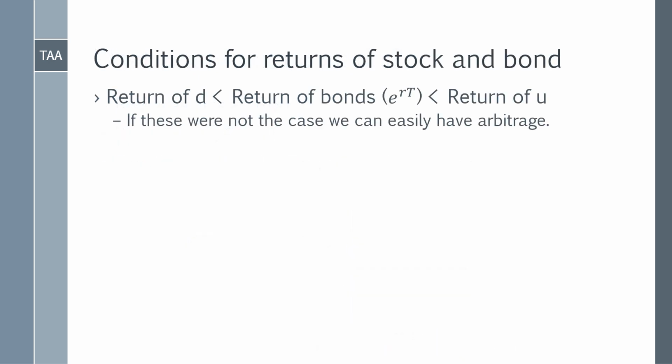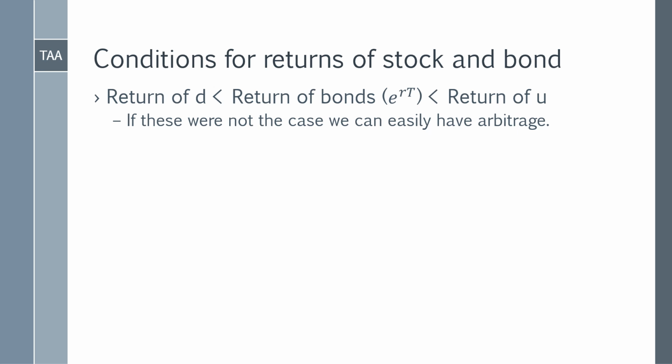So here's just a property of the stocks and bonds. The return of the lower stock return has to be less than the return of the bonds, which is less than the return of the higher stock return.